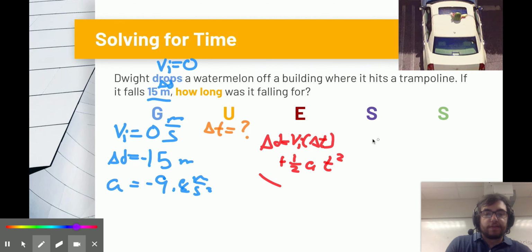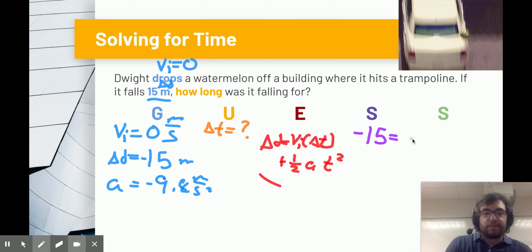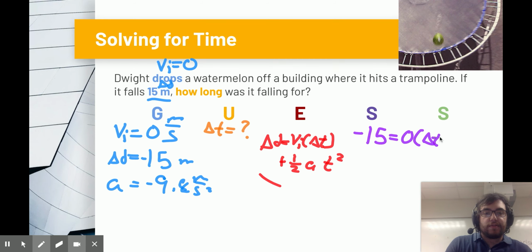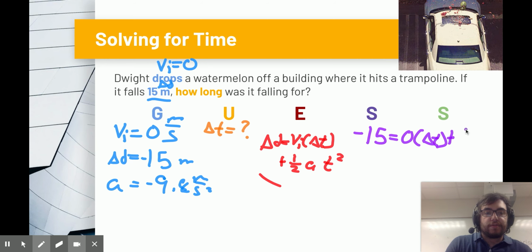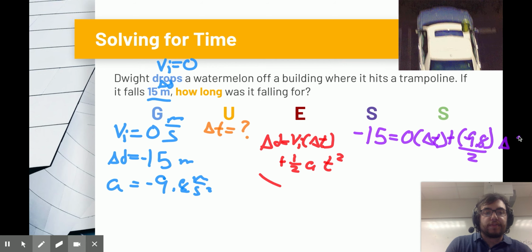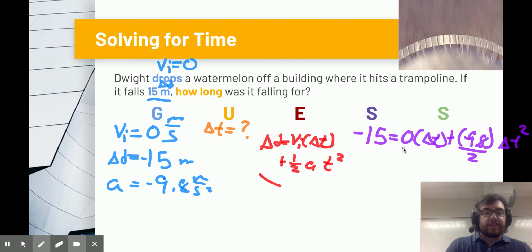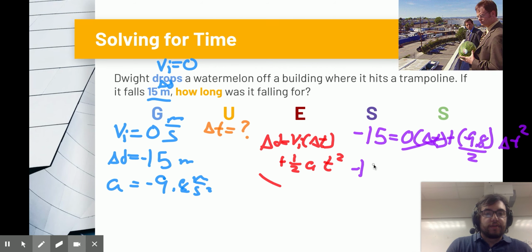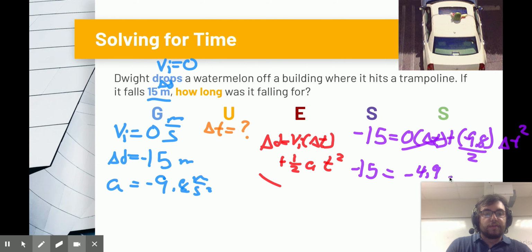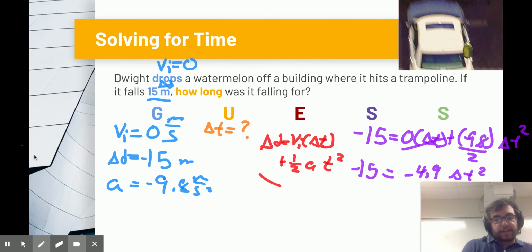All right. Now, negative 15 is equal to 0 times time plus negative 9.8 over 2 times time squared. So right here, these zeros cancel out. Negative 15 is equal to negative 4.9 times t squared. Remember, when you divide negative by negative, you get a positive.